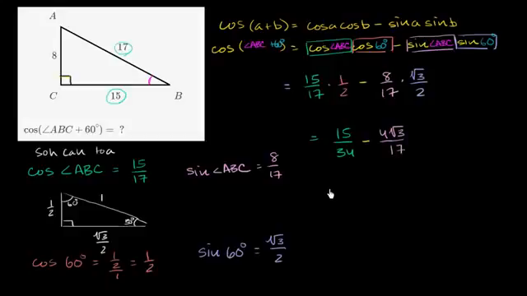And that's about as simple as I could do it. If I wanted, I could have a common denominator here of 34, and then it could be 8 square roots of 3 over 34, but that still won't simplify it that much. So this is a reasonably good answer for what they are asking for. 15 over 34 minus 4 square roots of 3 over 17.